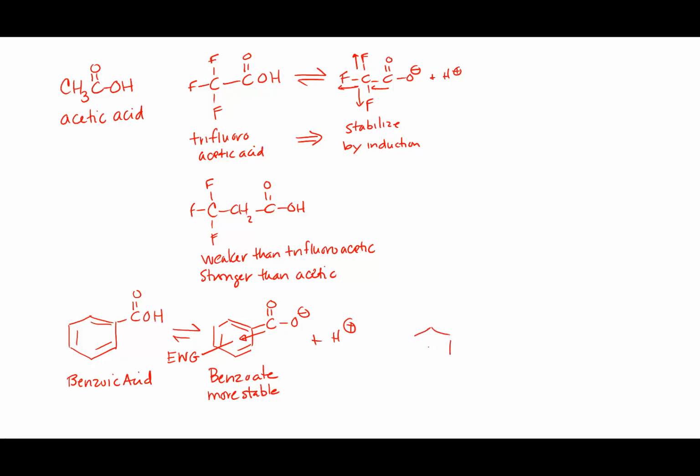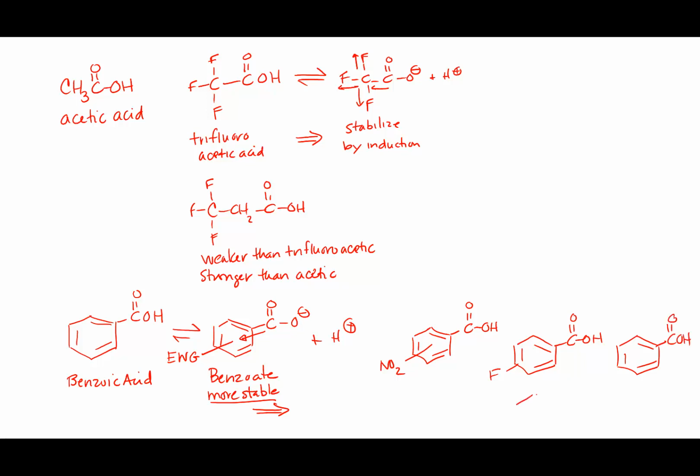So if we had a series of benzoic acids, and again, what I'm doing is making the conjugate base more stable. That's pushing the equilibrium to the right and making the benzoic acid stronger. So if you had, for instance, a benzoic acid with, let's say, a nitro group, and let's put a fluorine on there, versus benzoic acid, versus, now let's do the opposite, and let's add a methoxy group.